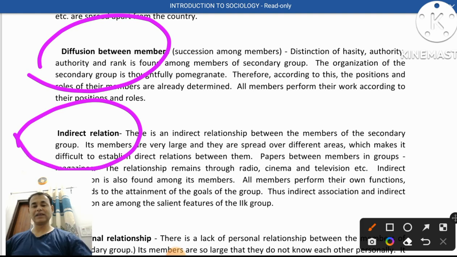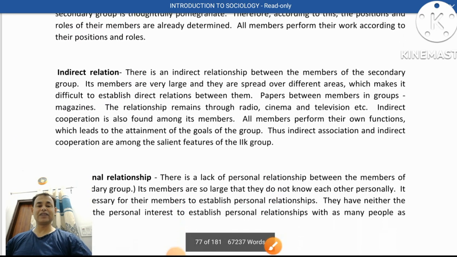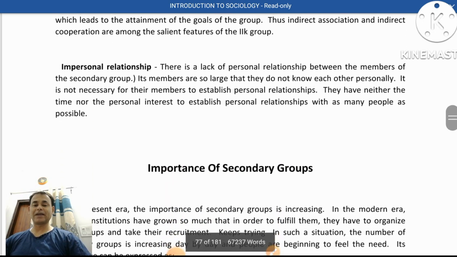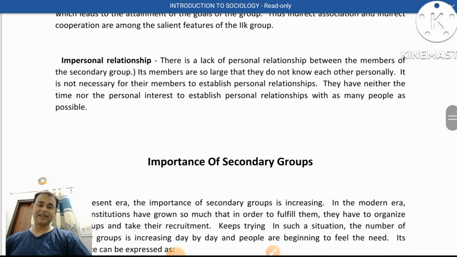Indirect relationship. There is an indirect relationship between the members of the secondary group. Its members are very large in number. They are spread over different areas, which makes it difficult to establish direct relationships. Impersonal relationship. There is a lack of personal relationship between the members. Its members are so numerous that they do not know each other personally. It is not necessary for members to establish personal relationships. They have neither time nor personal interest.